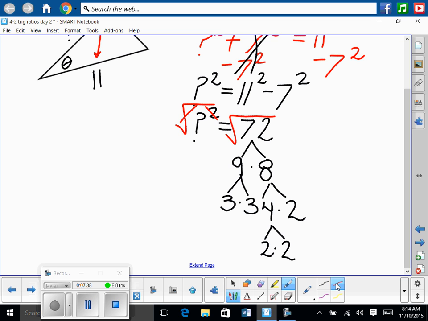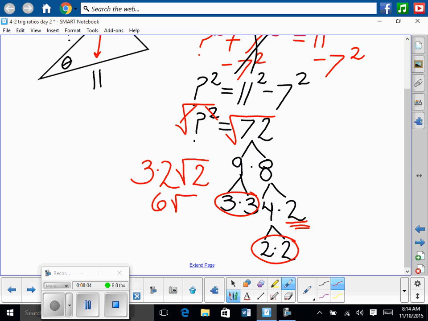Then we're pulling out groups of how big? 2. Does anyone know why? Because it's the square root. Very good. So there's 2 2's right there, so they can leave the house. 2 3's right there, so they can leave the house. But this 2 must stay. If it was a cube root, we pull out groups of 3's. Good connection, Justin. You're right. So we pulled out a 3, we pulled out a 2, and left underneath was a 2. So we have 6 square roots of 2.